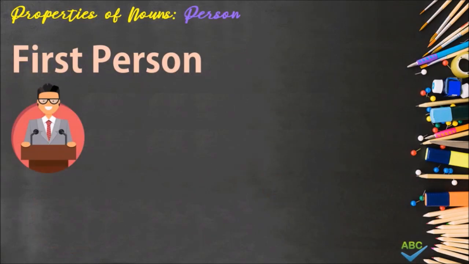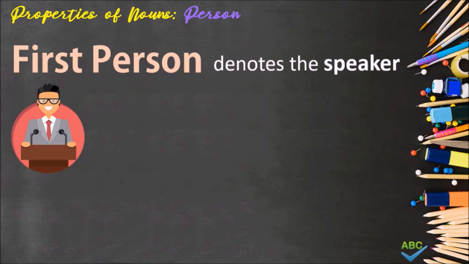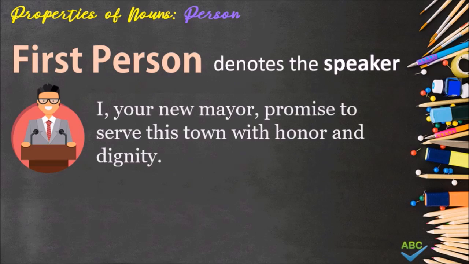First person. The first person denotes the speaker. For example, I, your new mayor, promise to serve this town with honor and dignity. The noun mayor is the one talking in this sentence. Because of the pronoun I, we can easily distinguish mayor in the first person.